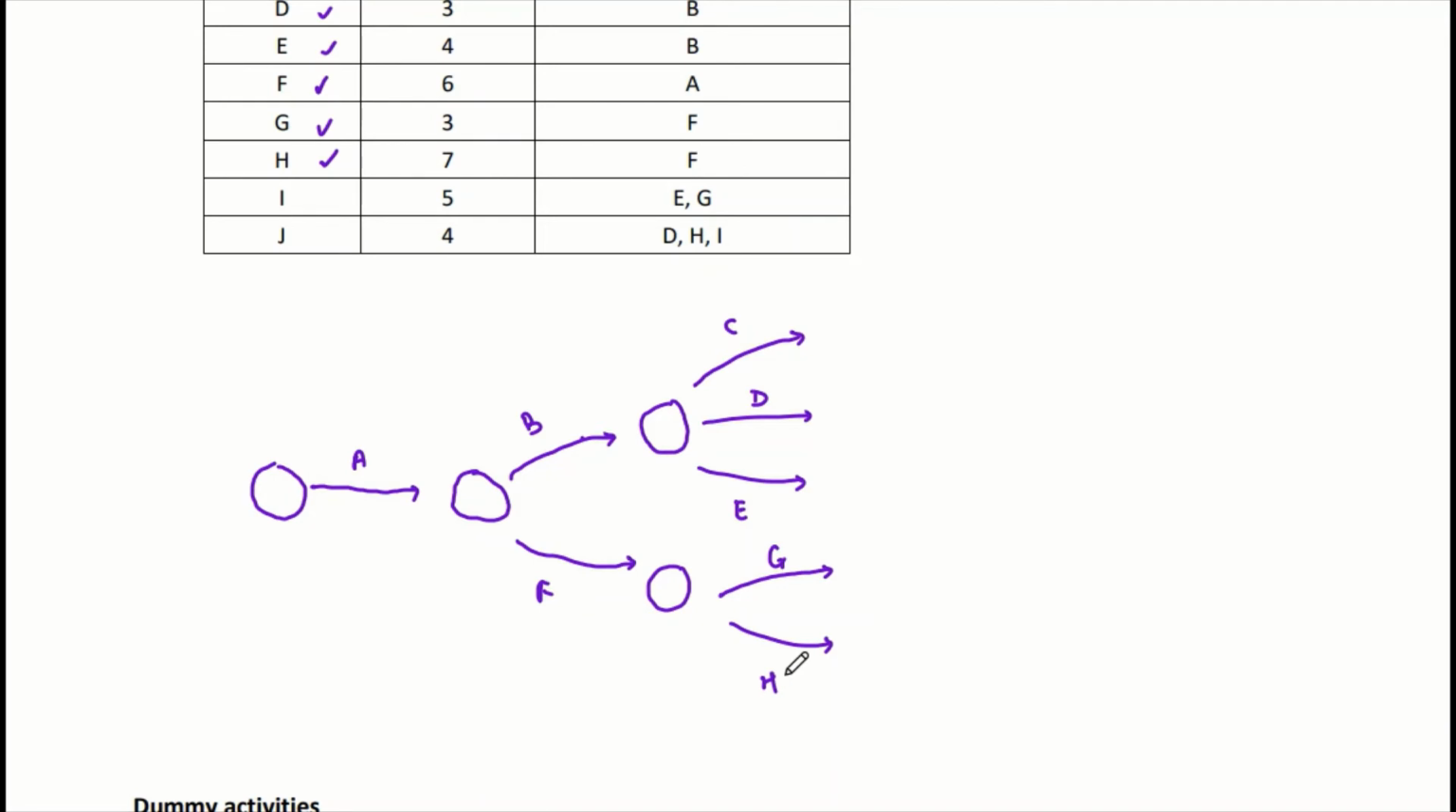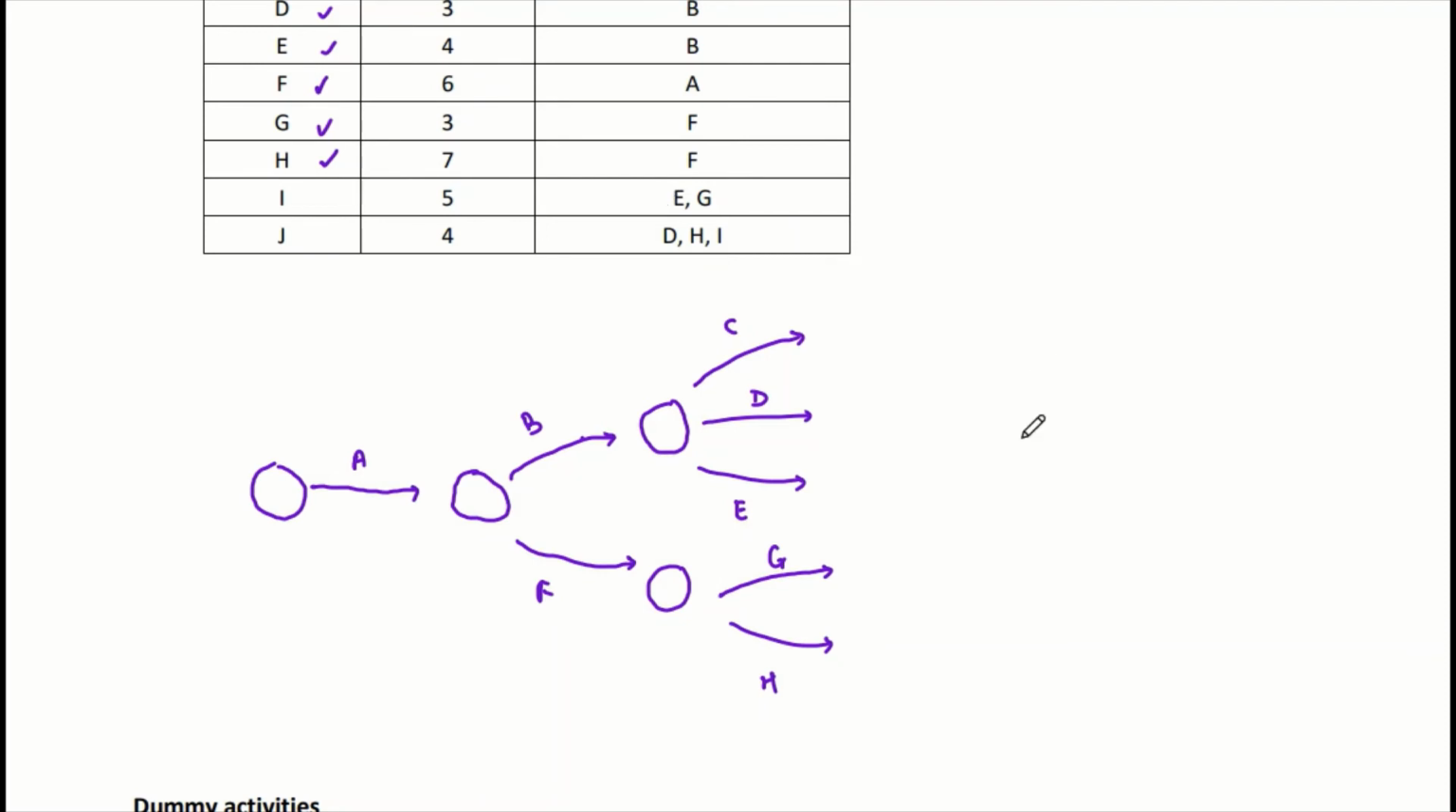Okay, so the question also tells me that after E and G finish, then now I can start I. Alright, so E and G. So this is why I say you can't draw a checkpoint here, because in this case you know that once G and E finish, then you can start I. So that's why G and E should share the same checkpoint. Am I right?